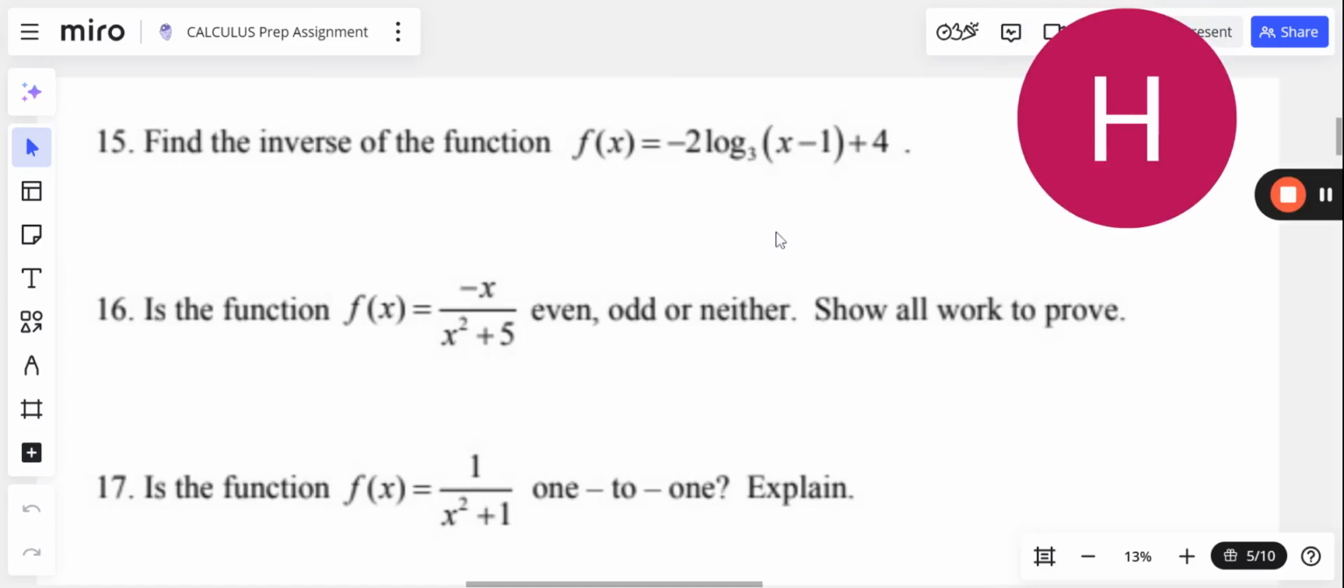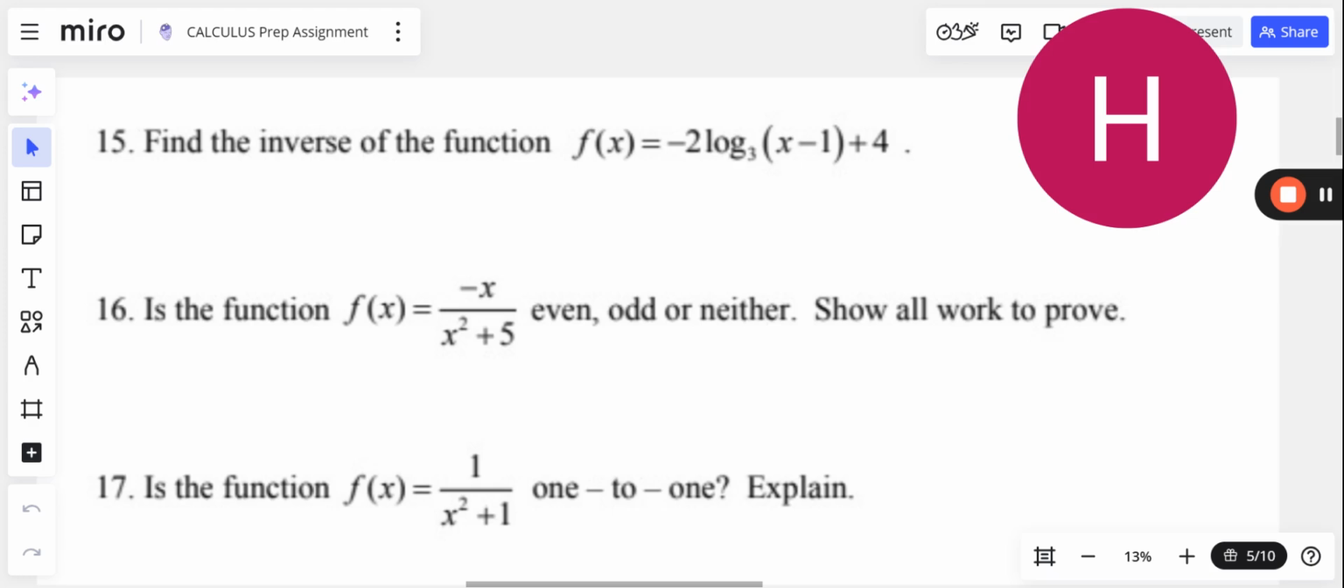If you're preparing for a calculus class and you want to make sure your pre-calculus is good, you need to make sure that you understand inverses of functions. You also want to understand analyzing a function if it's even, if it's odd, or neither.